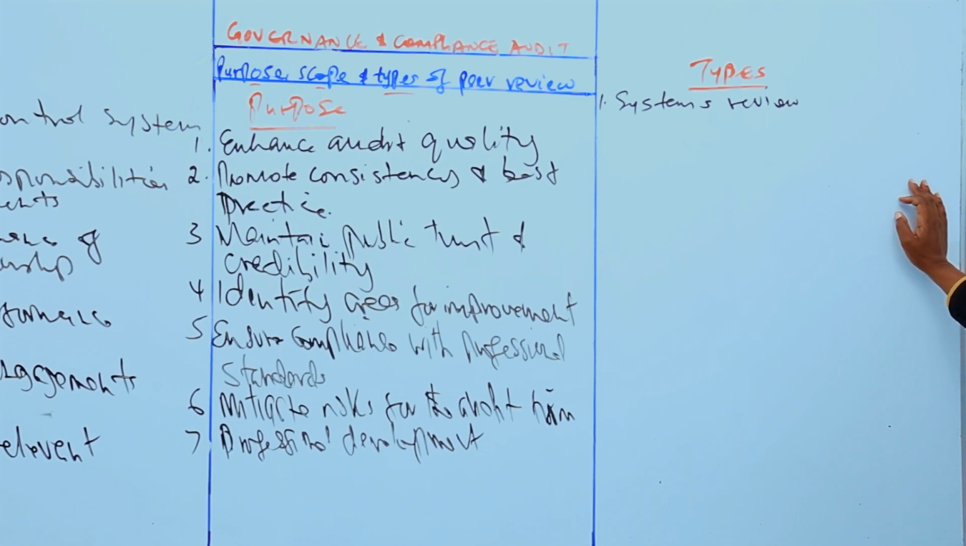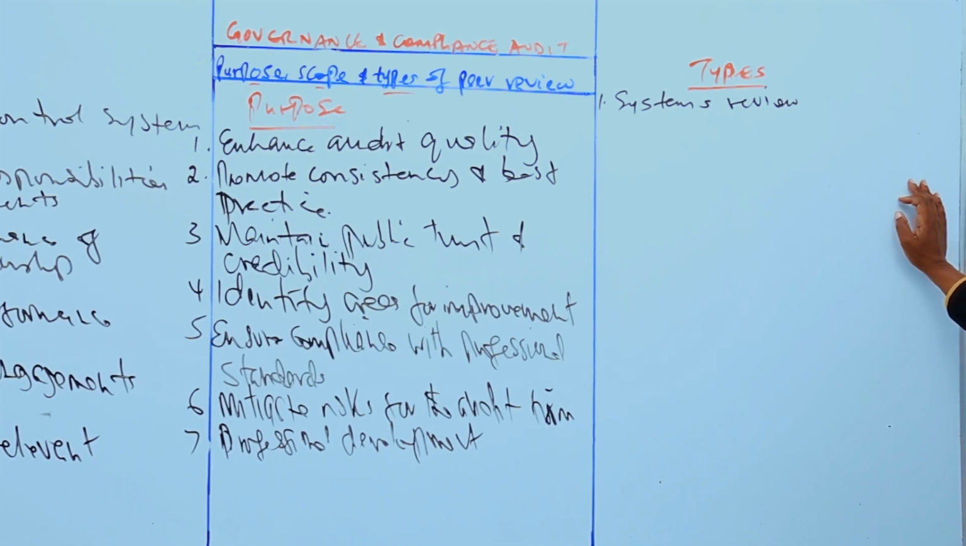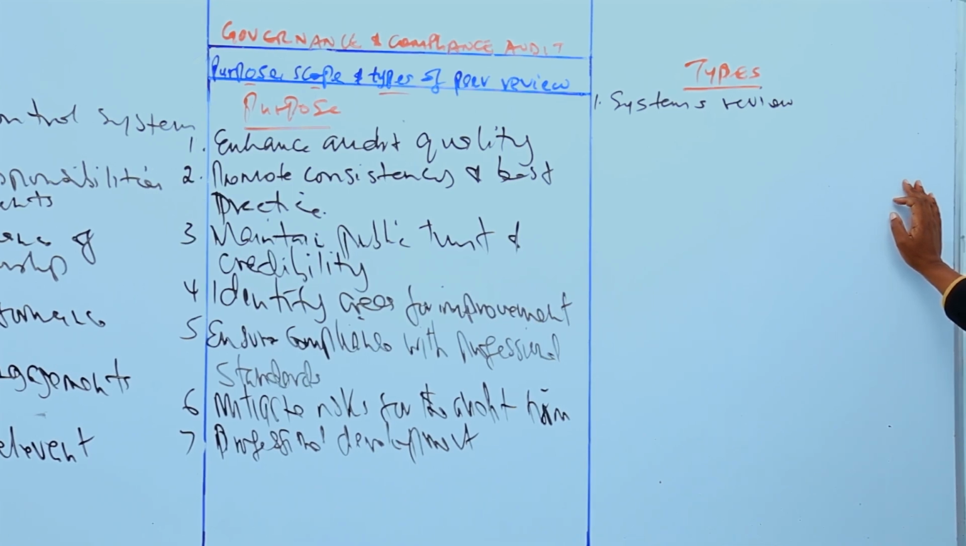And the scope can be broad, covering the entire quality control system. And it's typically applied to firms that perform audits, that perform examinations, or reviews under generally accepted auditing standards. It could also be just attestation engagements. You understand? So the scope can be very wide.